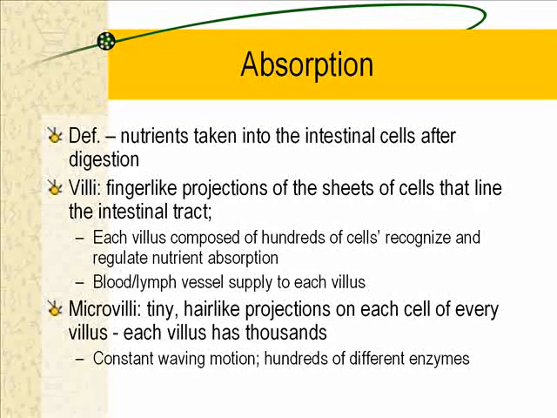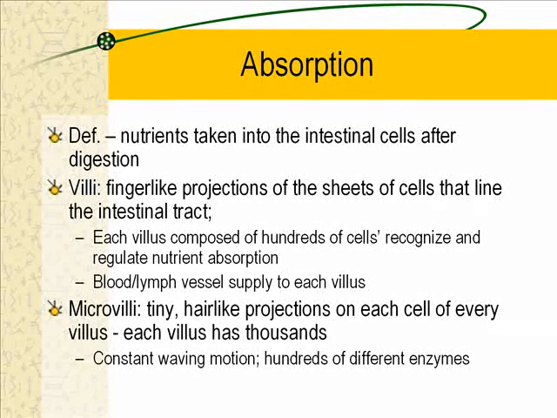In the small intestine, we have something called villi. These are finger-like projections that line the intestinal tract. And each of those villi recognize and regulate nutrient absorption. Each villi has a supply of blood vessels and also a lymph vessel. And there's a nice picture in your book that displays this. Those are available so that when we absorb nutrients, they can take the appropriate path.